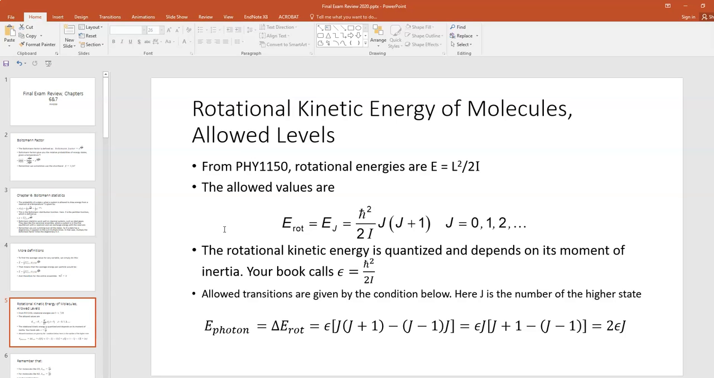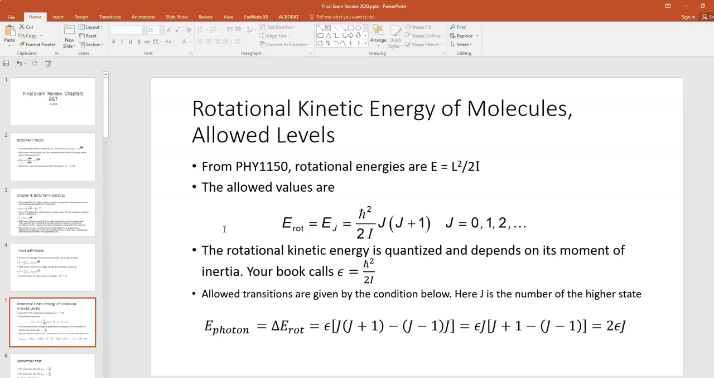If that's the case, then the energy of the rotational states can be written as h bar squared over 2I times j times j plus 1. Now remember here, h bar is Planck's constant divided by 2 pi. So that's Planck's constant is 6.626 times 10 to the minus 34 joule seconds, right? And then you divide that number by 2 pi to get h bar. Here I is the moment of inertia for the molecule that's rotating about its center of mass.